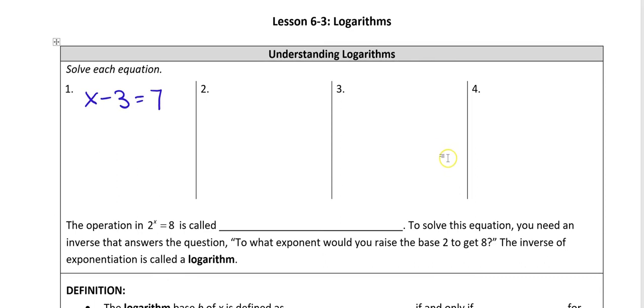If I asked you how to undo subtract 3, which is what we do when we solve an equation, hopefully you would tell me that we would add 3 to both sides, leaving me with x equals 10. 10 minus 3 is 7.